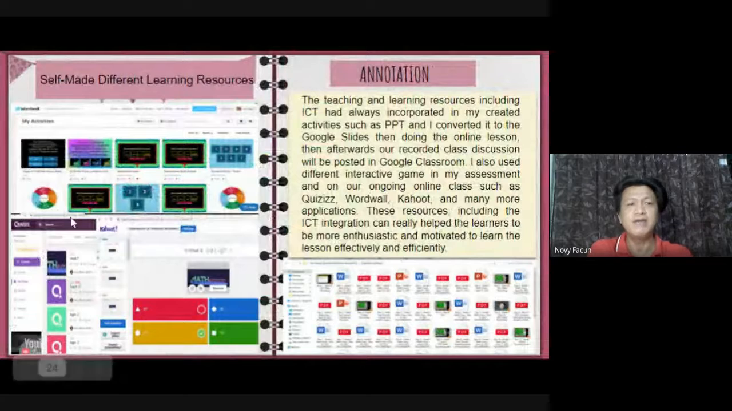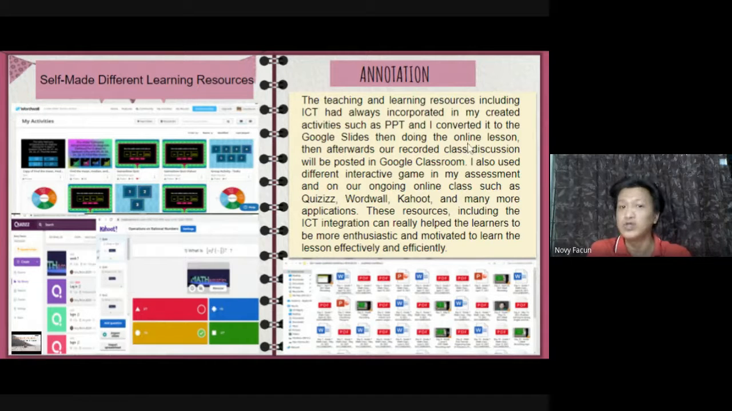And self-made different learning resources. I use Wordwall, Google Forms, quizzes, saka yung Kahoot. Okay, so yan yung mga iba-ibang ginagamit ko para hindi ma-bored yung bata, puro na lang Google Forms or kung ano man yung ano natin. Okay, using ICT.